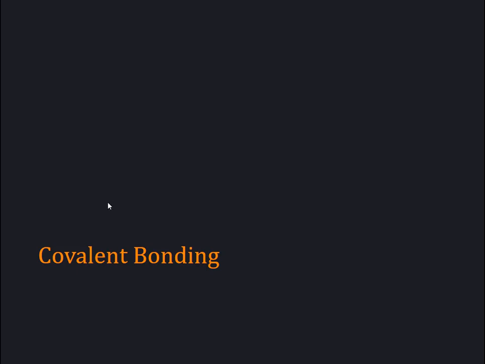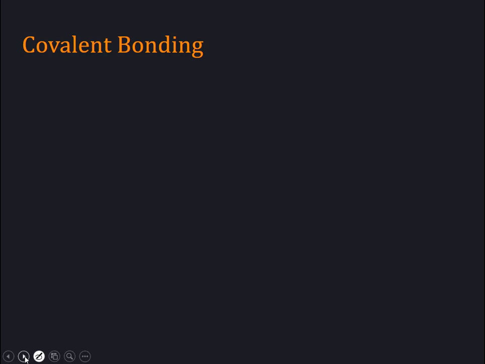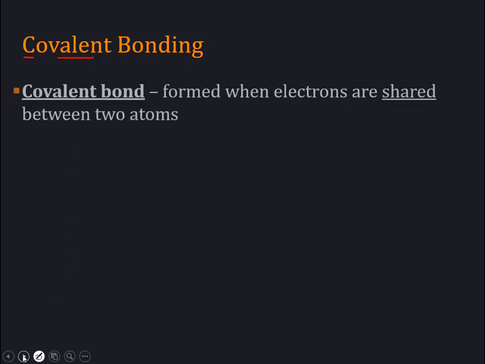In the last lessons, we looked at how ionic bonds form when electrons are transferred from a metal to a nonmetal, and we end up with oppositely charged particles that stick together. But that's not the only way an atom can reach a stable electron configuration. Another way atoms reach a stable configuration is by sharing valence electrons, and that's where the name covalent comes from. Co is together, and valence is referring to our valence electrons. So covalent bonding occurs when valence electrons are shared between two or more atoms.